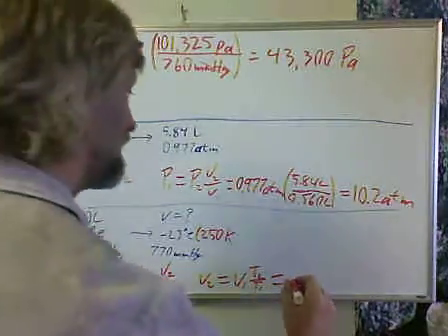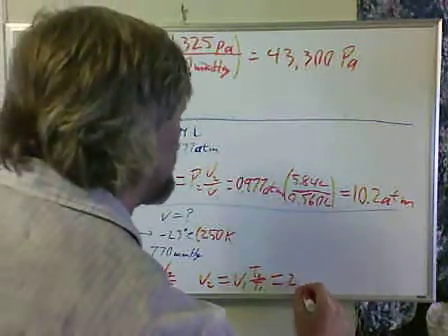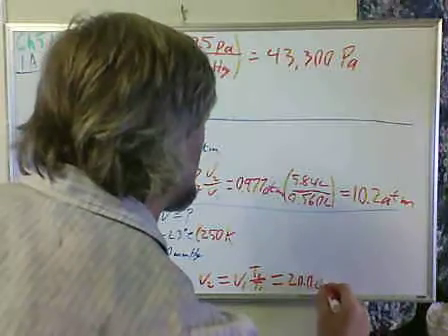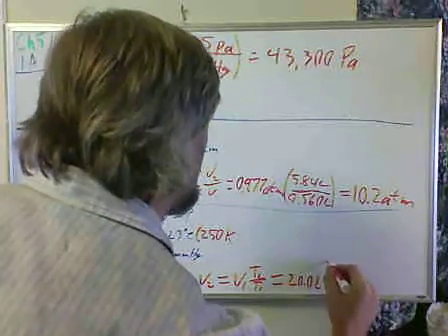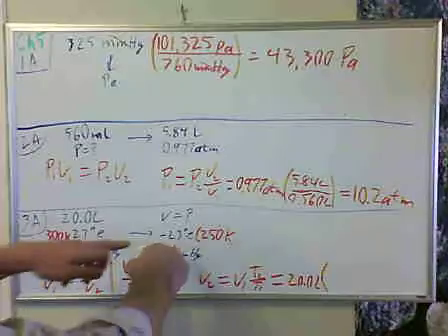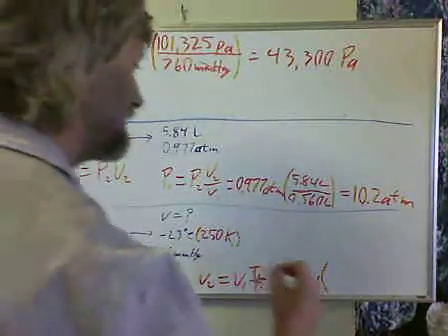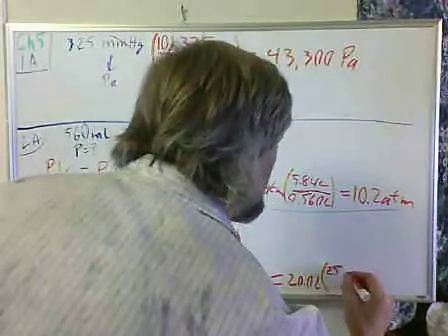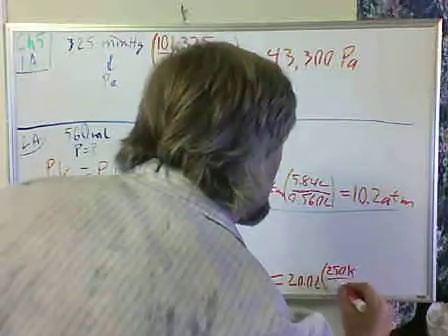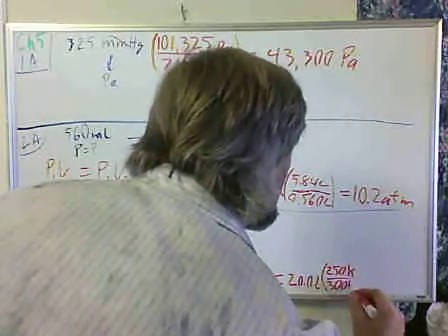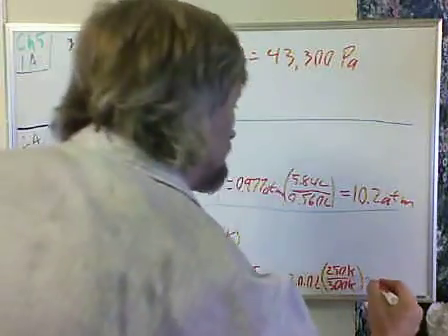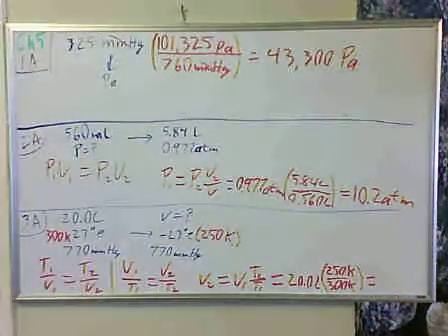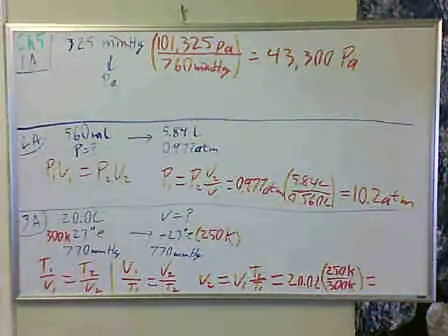So we're starting off with 20 liters and multiplying it by the ratio of 250 over 300. And run that through our calculator, and we end up with 16.7 liters.